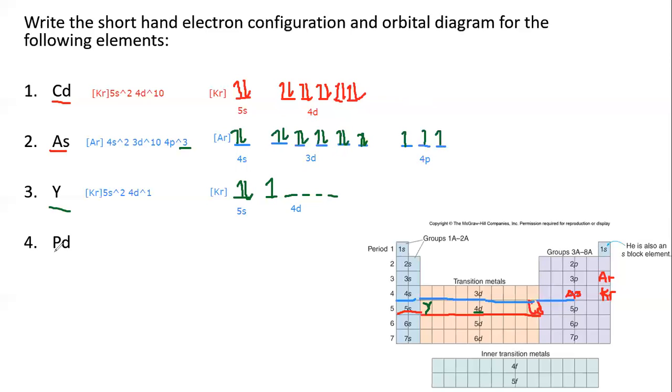Last, we have palladium. So if we look at the periodic table, we find out where palladium is. It's a transition metal. It's located right here. So again, it's a transition metal. It's going to end in a d orbital, and since it's on row 5, the d orbital will be 1 minus the row, which is 4d. Preceding noble gas is krypton. So this would be krypton, 5s2, 4d8.